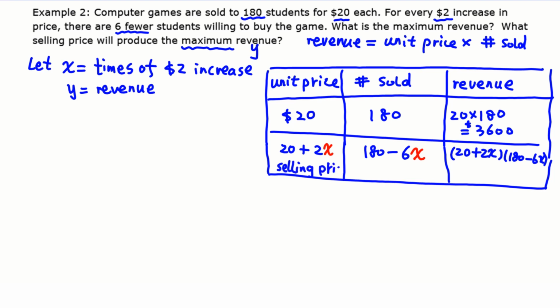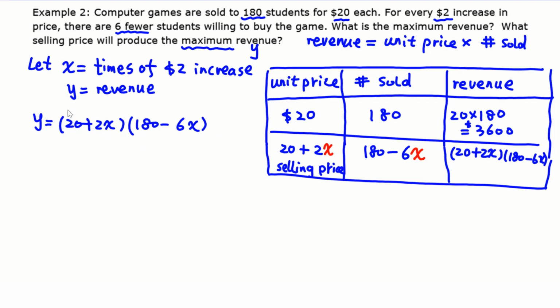Then we are going to see y equals unit price, or selling price, times the number of students who bought the game. So I want (20 + 2x)(180 − 6x). From this question, you could expand it and go back to completing the square. But also, at the very beginning, we have done the reviewing of factoring.